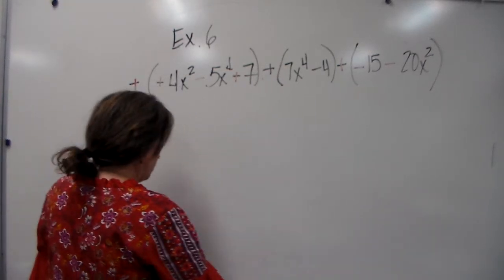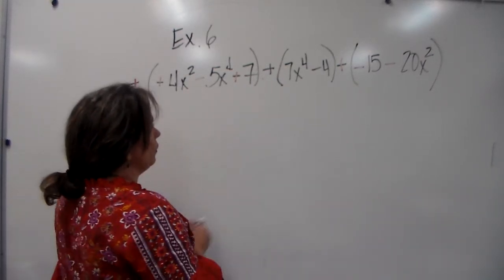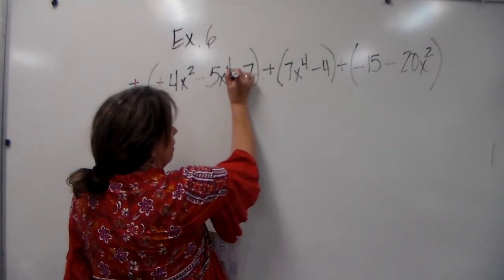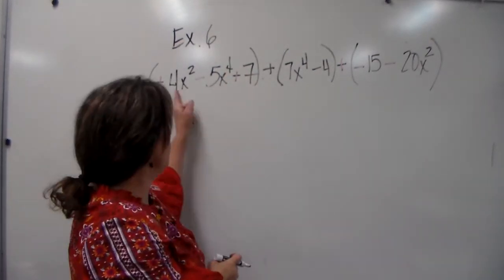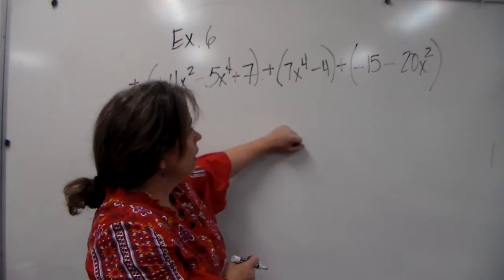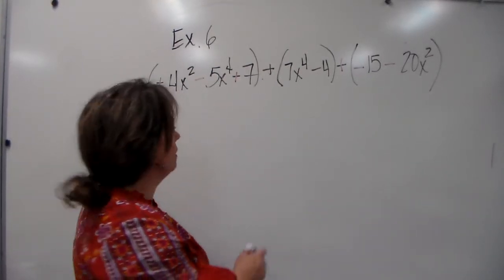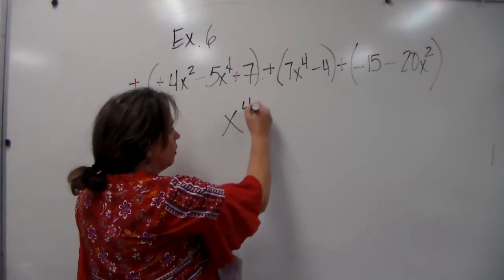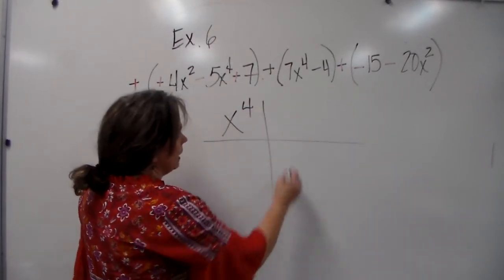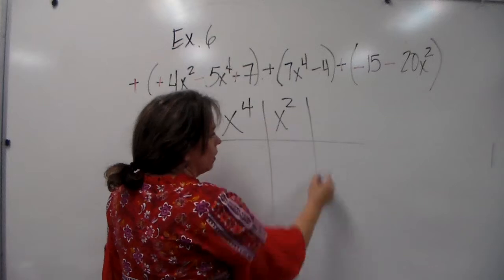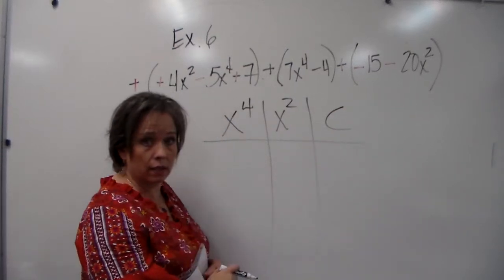Okay? We've got x to the 4th terms. We don't have any x to the 3rd terms, but we do have x squared terms. We don't have any x terms, but we do have constants. So we need an x to the 4th category. We need an x squared category, and we need a category for our constants.